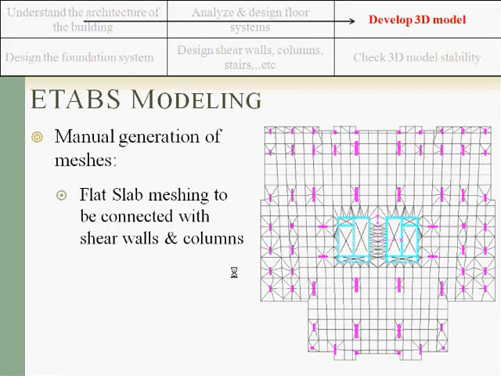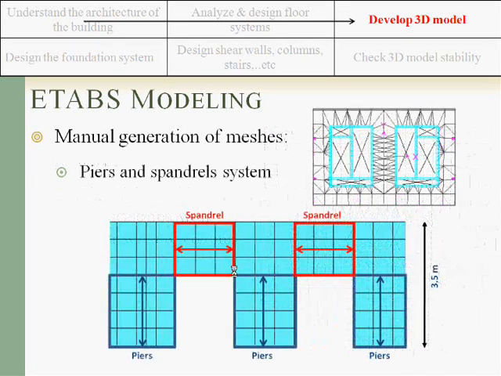The ETABS modeling was a very important part of our project, because we used manual meshing to mesh the slabs and connect them with the columns and the shear walls. This was a very important step to assure that the finite element software is working properly. In the ETABS modeling, with the piers and spandrel system that is used, we can put the spandrel to transfer the load horizontally to the piers, and put the piers as vertical members to take the loads to the floors below.